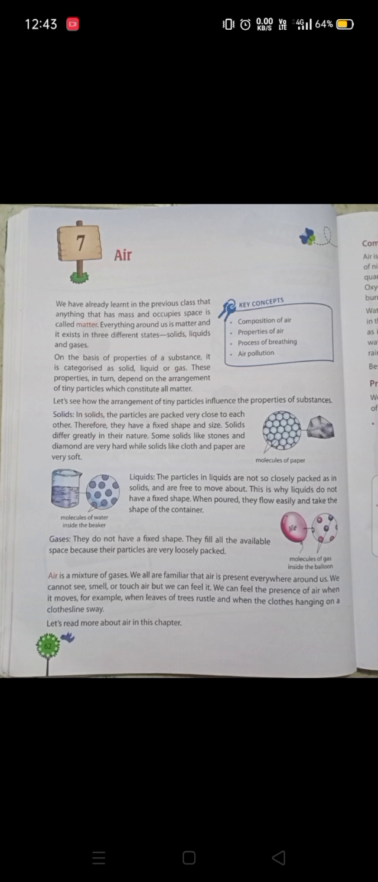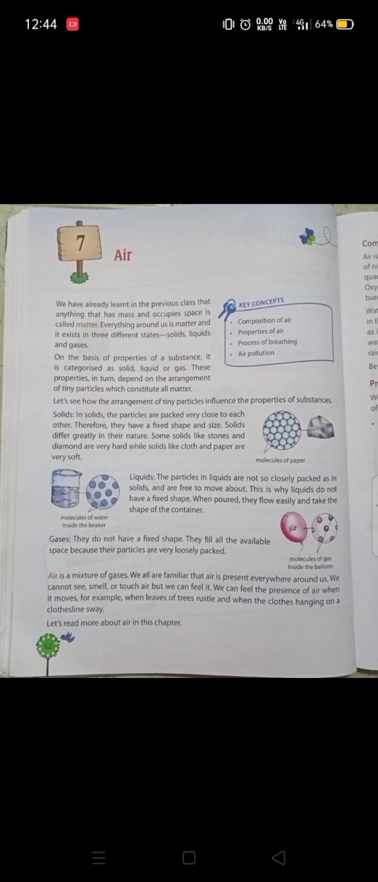Everything around us is matter and it exists in three different states. What are the three different states? They are solids, liquids and gases. Most of the things around your house are solid. The water that you drink is liquid, the milk you drink is liquid, isn't it? And gases are all around you. You breathe in oxygen, you give out carbon dioxide. So around yourselves the things are mainly in these three states: solids, liquids and gases.